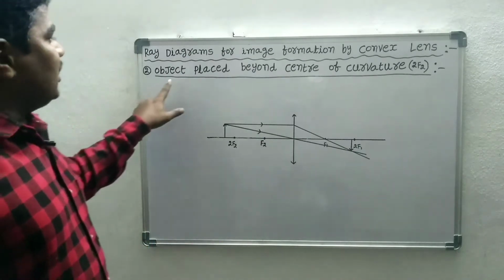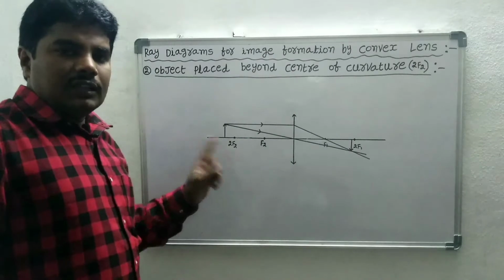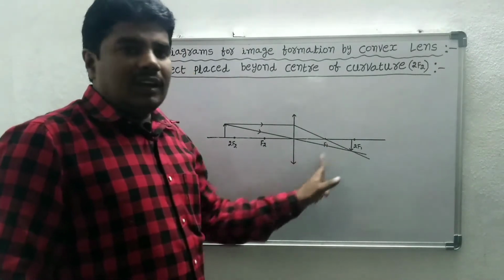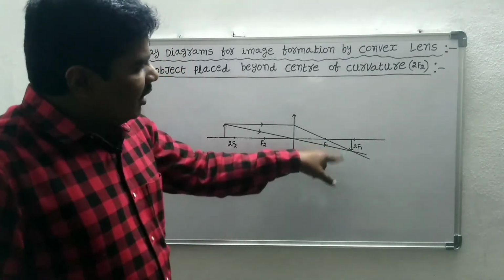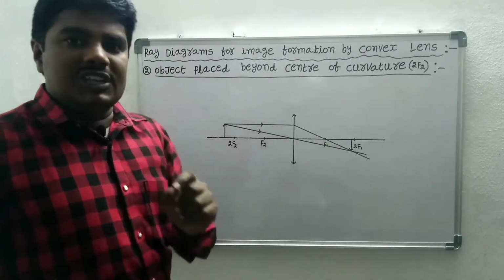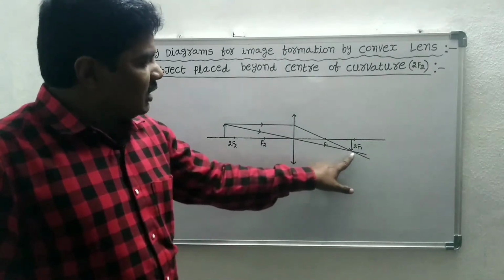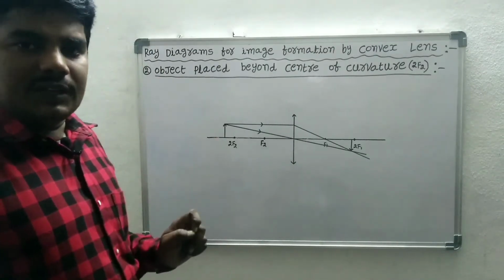So when the object is placed beyond center of curvature, the image will form between f1 and 2f1. That image is real, inverted and diminished. Diminished means the size of the image is smaller than the size of the object.